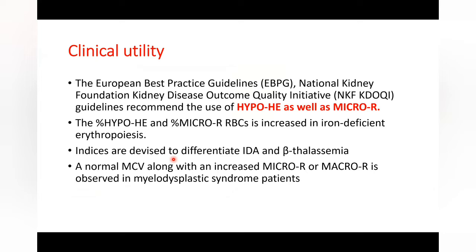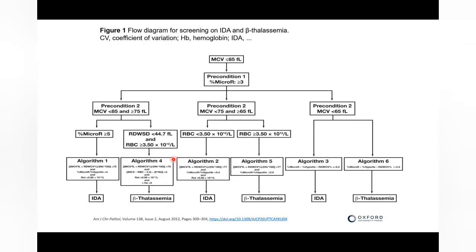There is also a suggestion that if a person has normal MCV along with increased micro-R or macro-R, it is usually observed in myelodysplastic syndromes. So let's look at the algorithm and the cutoffs that have been defined to differentiate IDA from beta thalassemia.